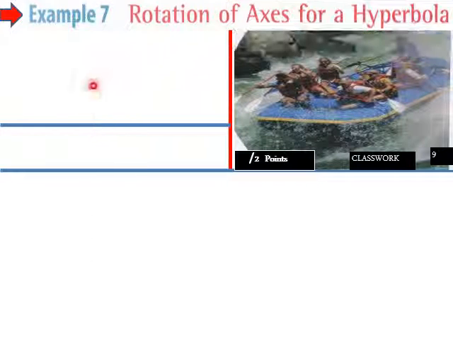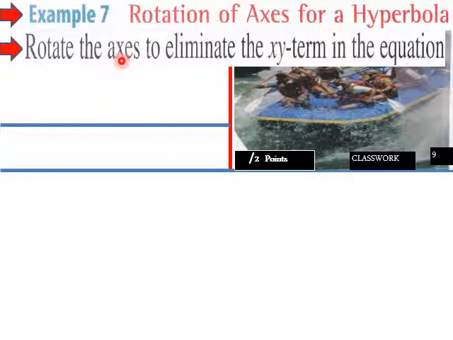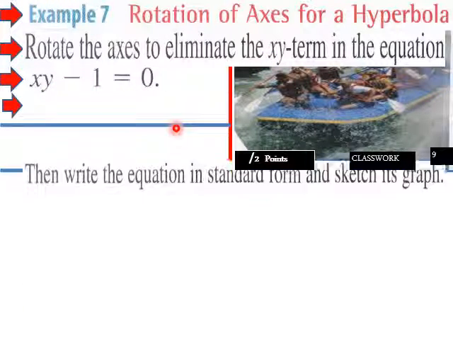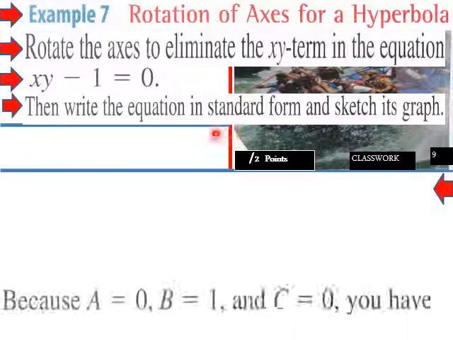Okay, let's try one now. Example 7, rotation of axes for a hyperbola. Rotate the axes to eliminate the xy term in the equation, xy minus 1 equals 0. Then write the equation in standard form and sketch its graph.